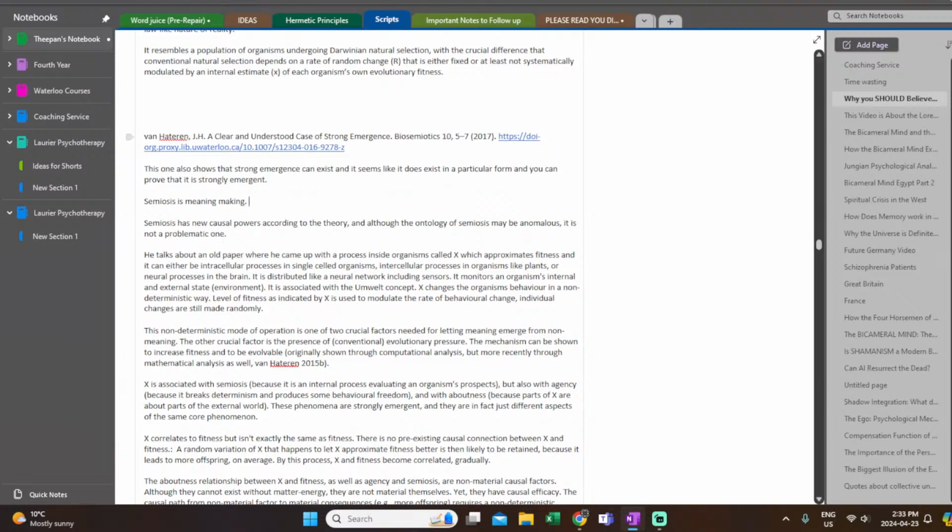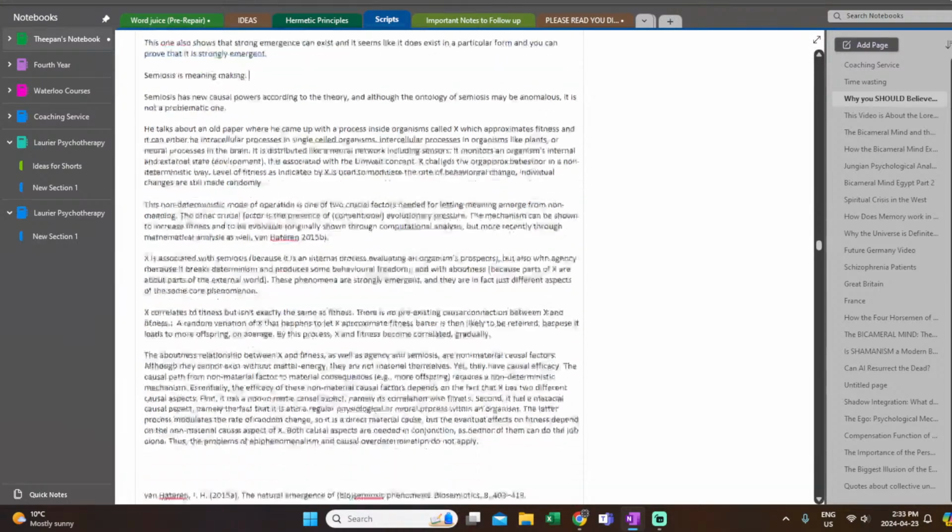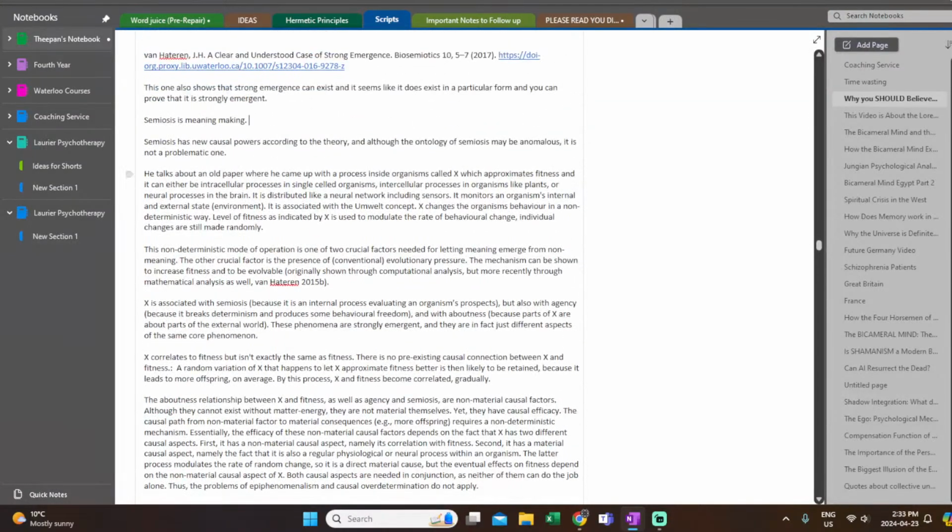So in this paper, which was like a letter, only 2 pages, he talks about an old paper where he came up with a process inside organisms called X, which approximates fitness. It can be intracellular processes in single-celled organisms, or intracellular processes in organisms like plants. So all this is just a process inside X which estimates its own fitness. And that can be all sorts of things. If some of you weren't watching the whole time, I'll bring up a couple more examples of such processes.